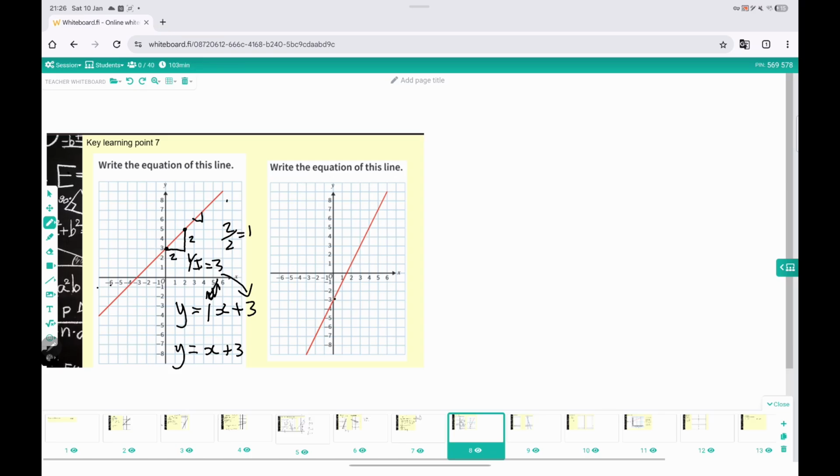Right, for this equation here, the y-intercept is minus 3. The gradient is 2. So y = 2x - 3. I've rushed through that one a little bit more because hopefully you're more comfortable with it now. But again, make sure you get the y-intercept and the gradient the right way around. Really common mistake is to get them the wrong way around.